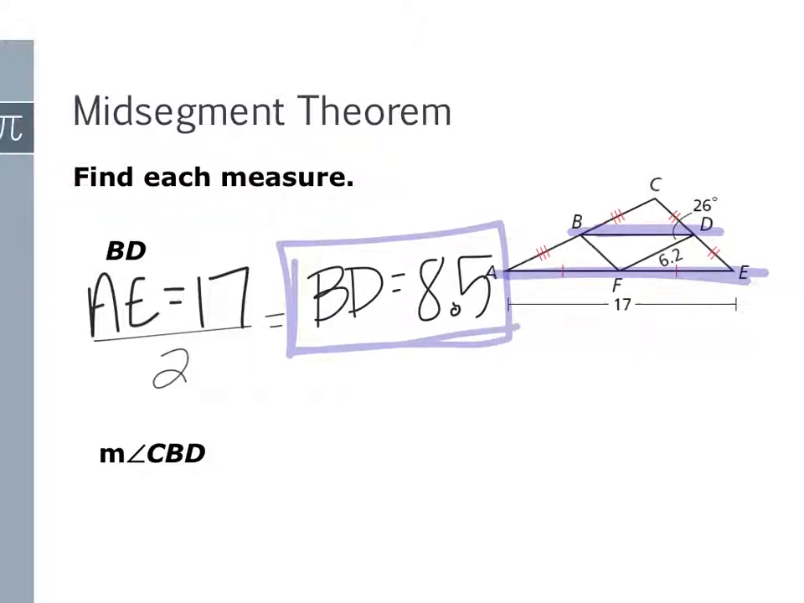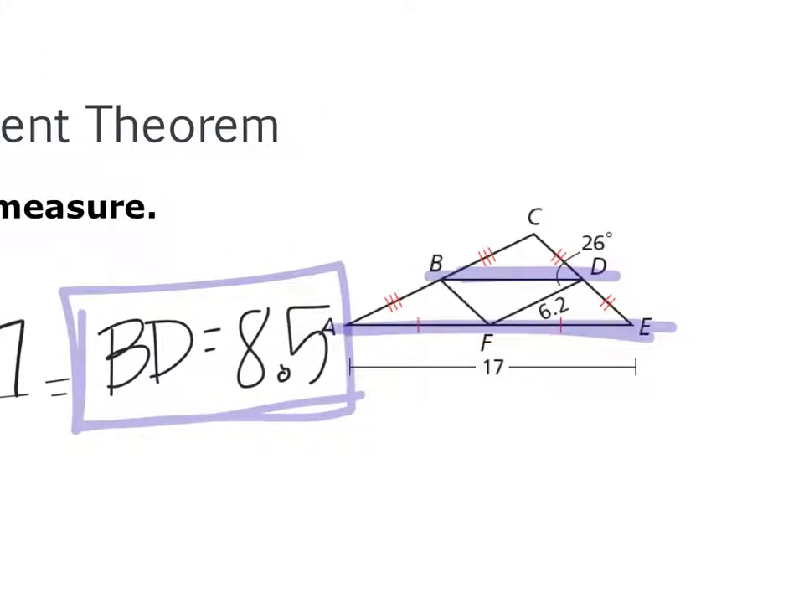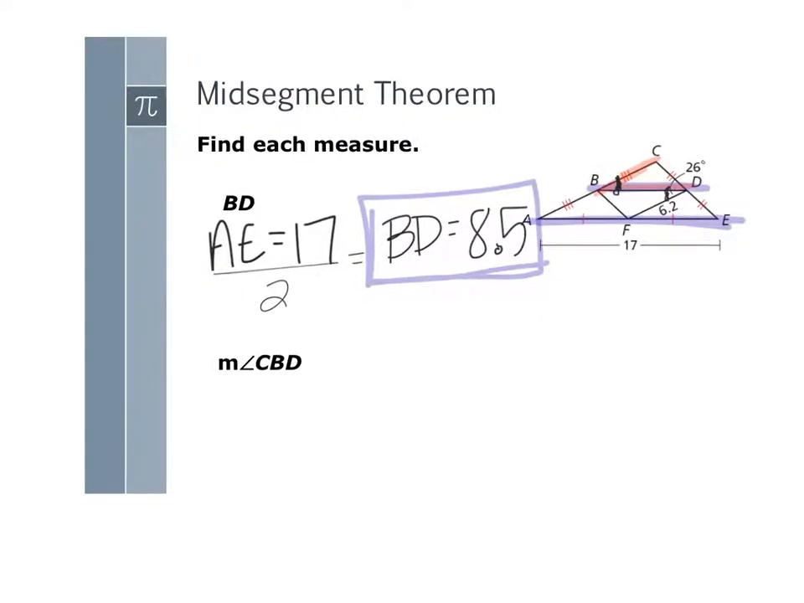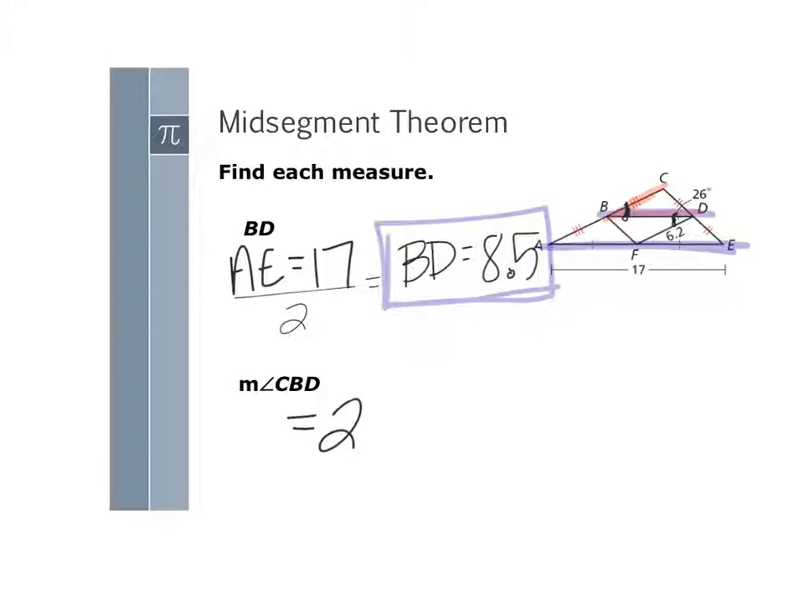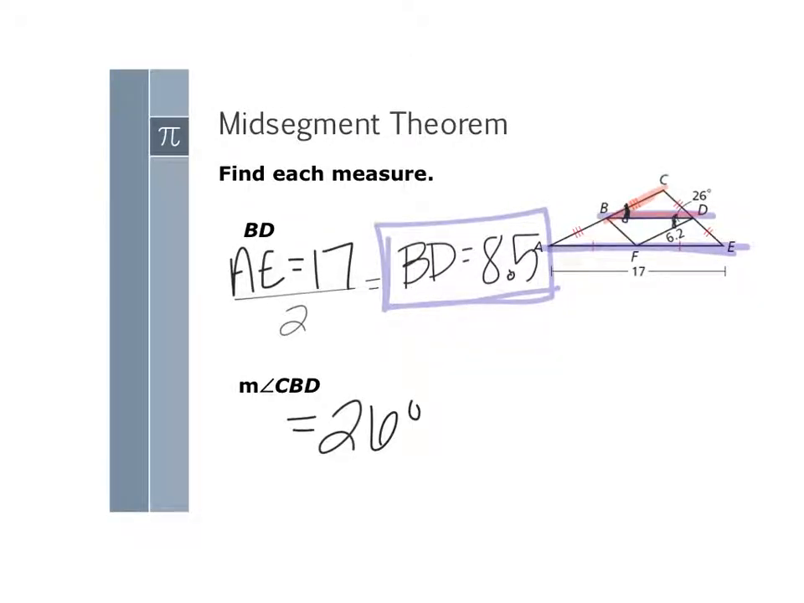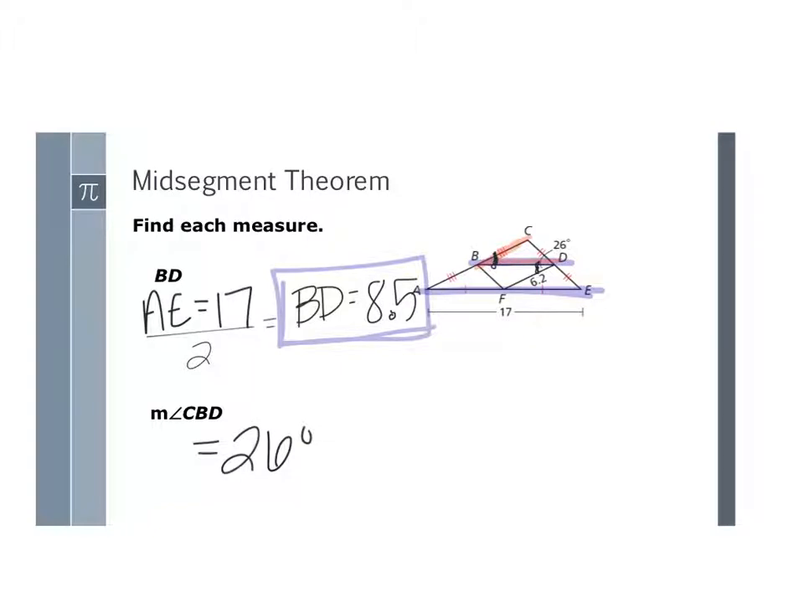The measure of angle CBD. So we're going to try and find that angle measure. Let's use red or some color that we can see. So CBD is right here. Now, ladies and gentlemen, I'm asking you to think back to lines with a transversal. If I know that this angle right here is 26, what does this angle over here automatically have to equal? It automatically has to equal 26 degrees.